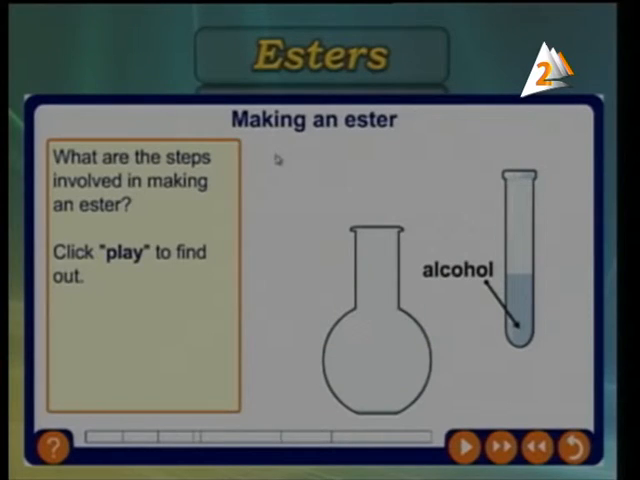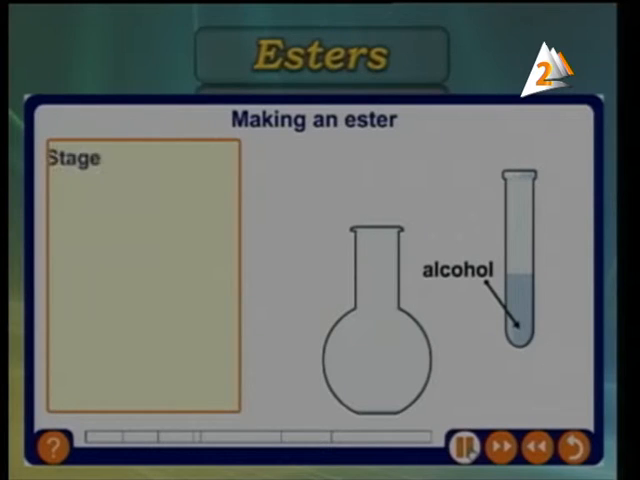Here we have making ester. Click play to find this. We have the alcohol here, this one. I have stage 1.